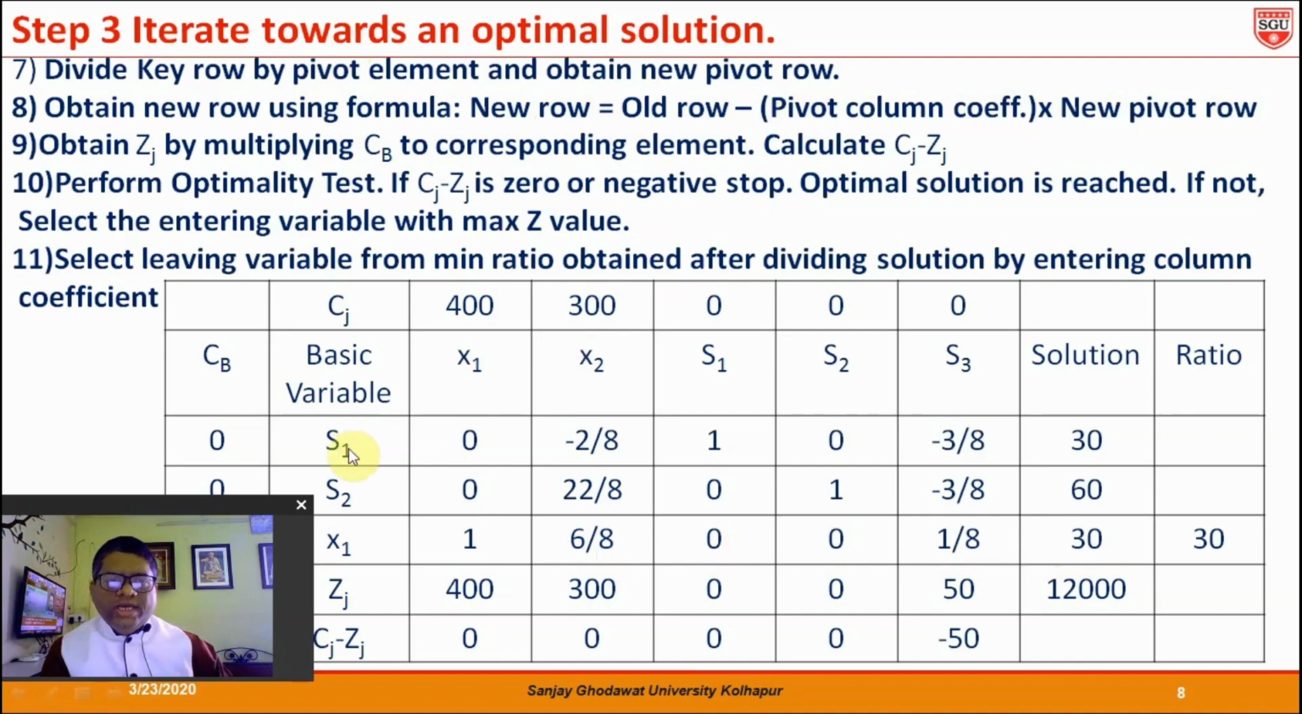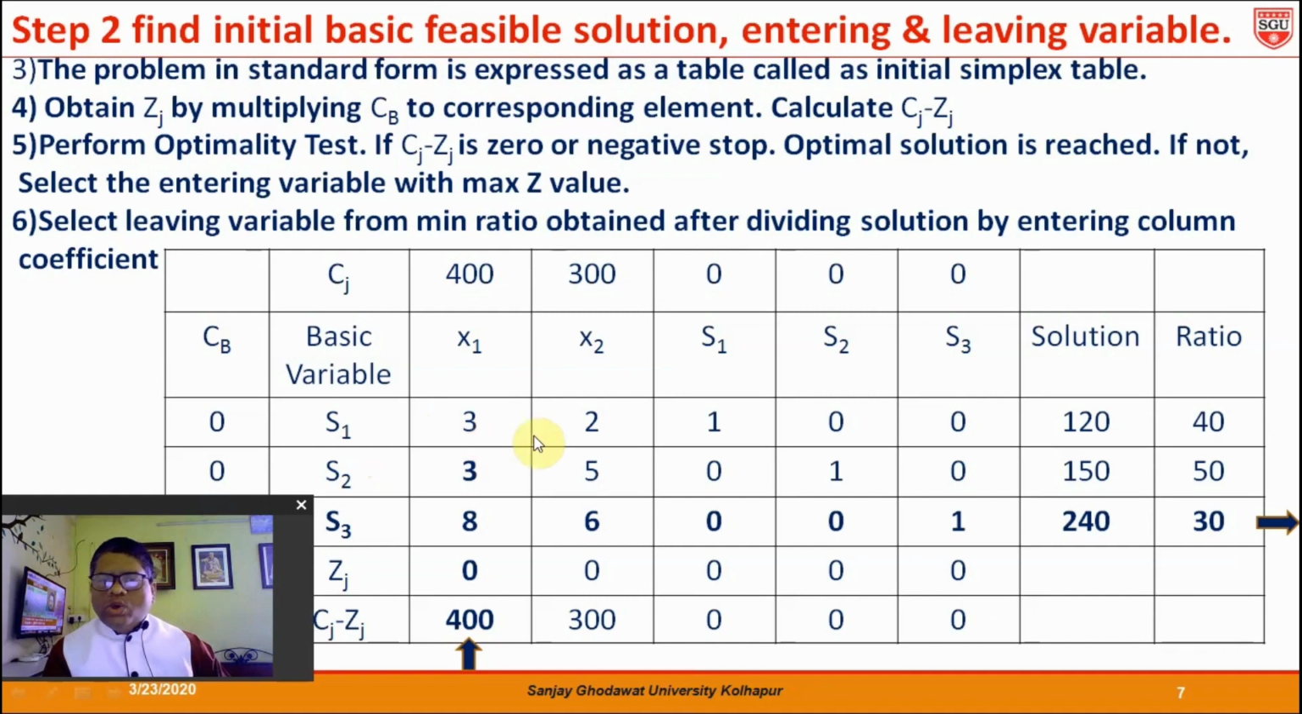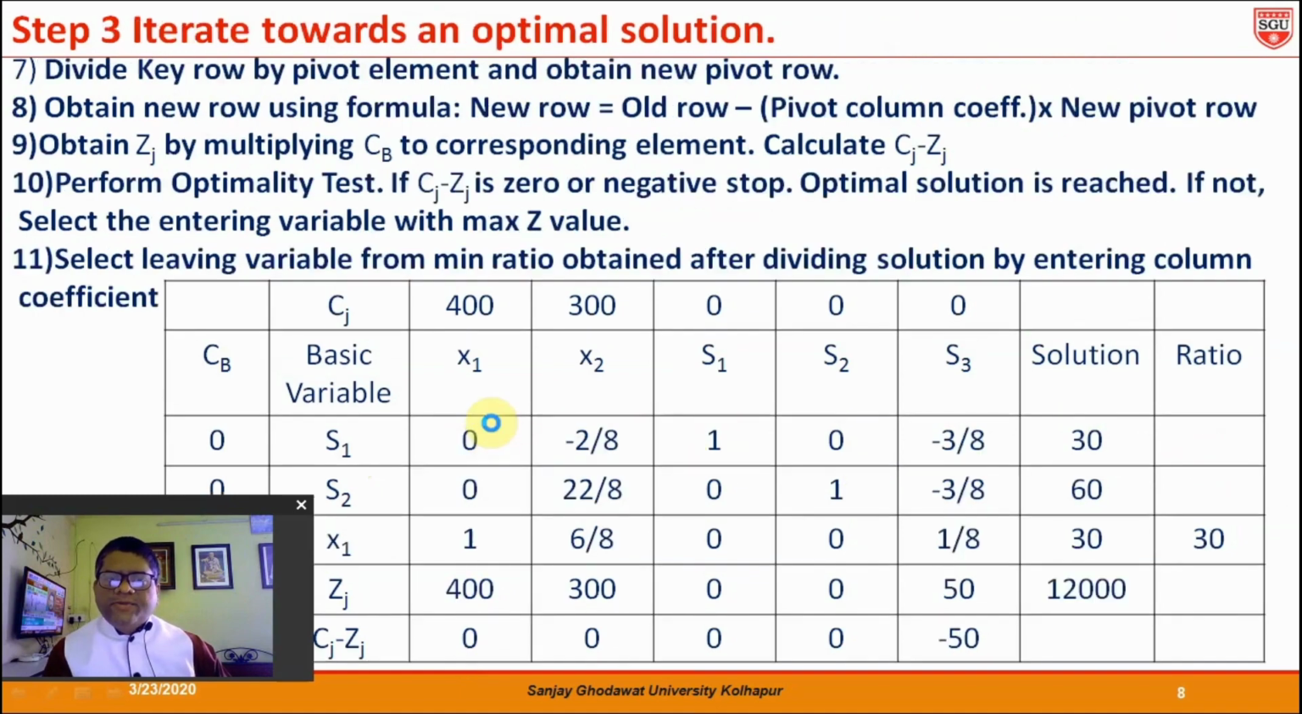For example, new S1 is obtained by old S1, this is old S1, then 3 is this pivot column coefficient. So, old S1 minus this pivot column coefficient into new pivot row. If you do this calculation, you will find these values. Similarly, new S2 is obtained from old S2 by using again the same formula: old S2 row minus old pivot column coefficient, which was 3, into new pivot row, this x1 row.